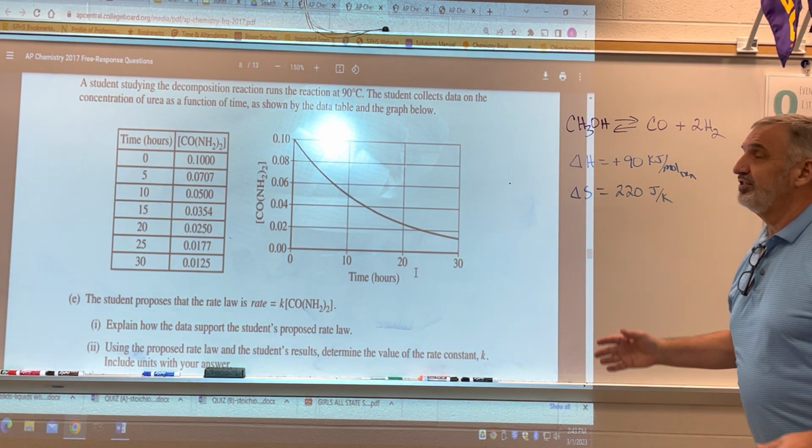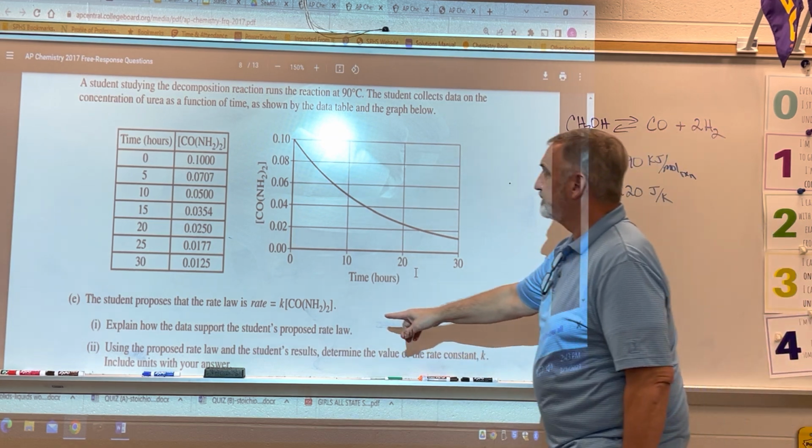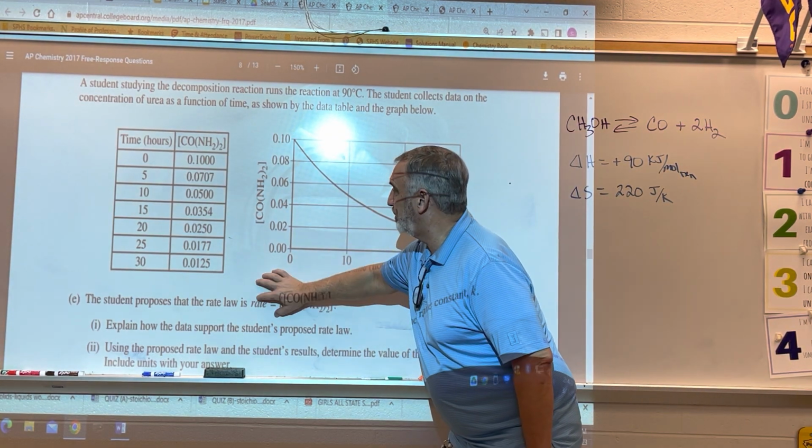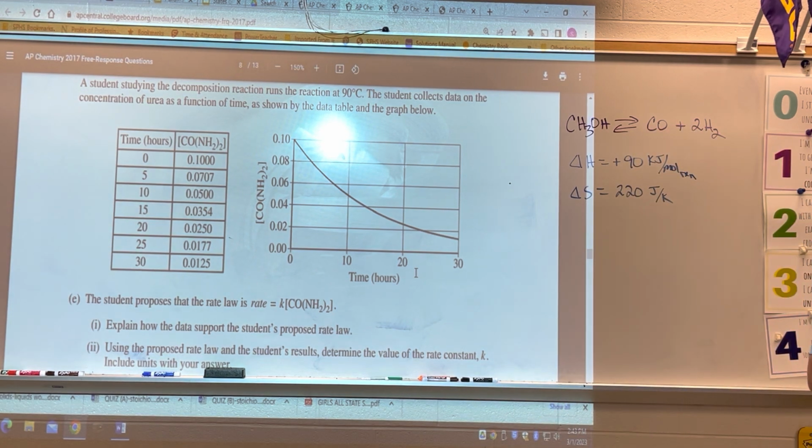All right? Now, this is the question that I was thinking about for last one. Okay? It tells me that it's first order. How does this data support the fact that the rate is first order? 30 seconds, think about it.